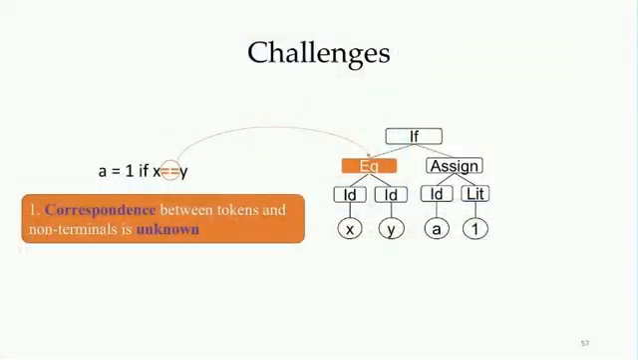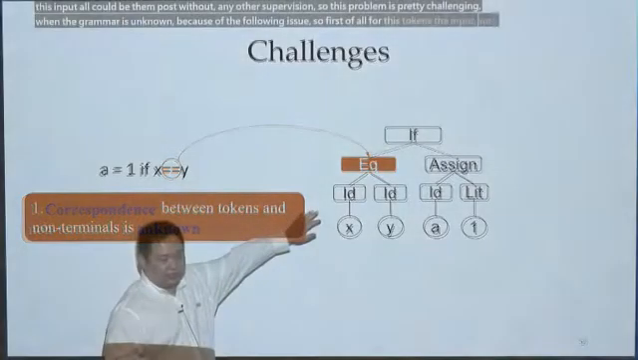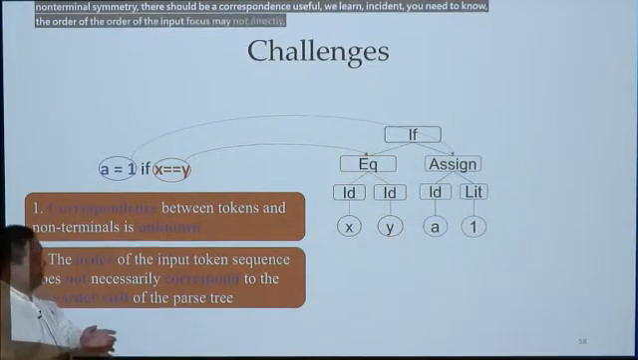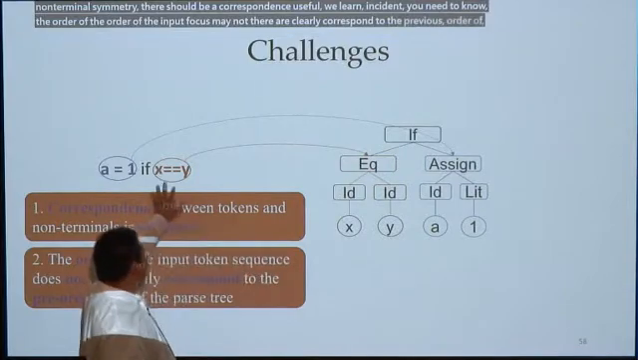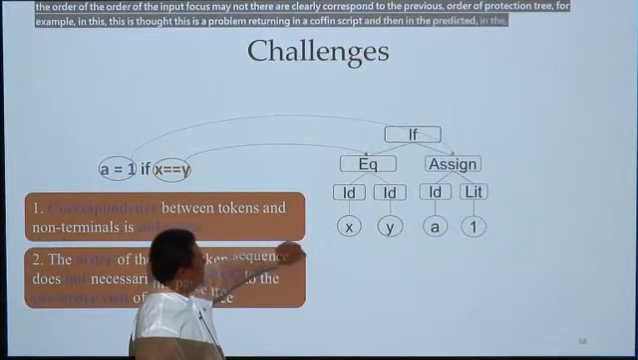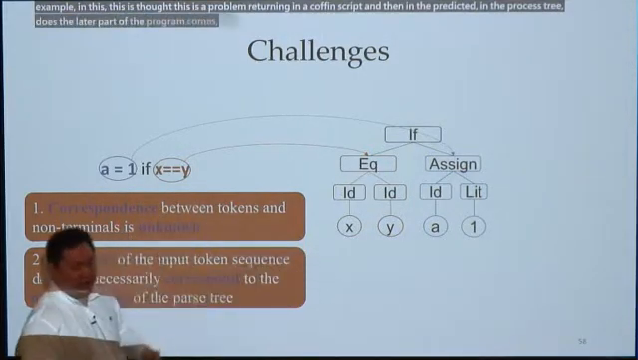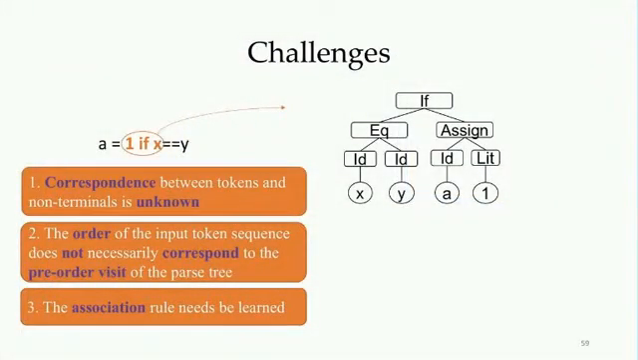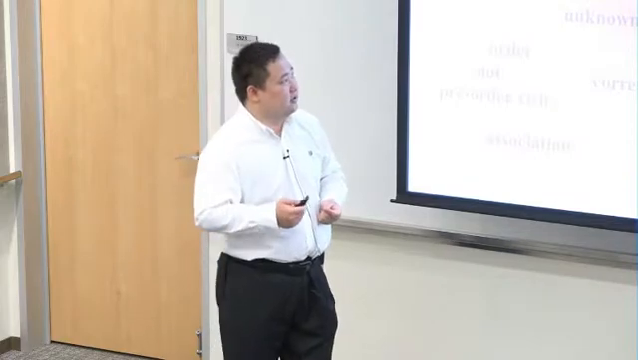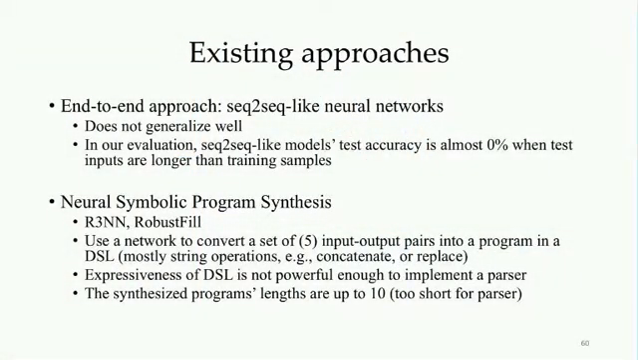This problem is pretty challenging when the grammar is unknown, because of the following issues. First of all, for the input tokens and the non-terminals in the tree, there is a correspondence that needs to be learned. And second, the order of the input tokens may not directly correspond to the previsit order of the prediction tree. For example, this is a program written in CoffeeScript, and in the parse tree, the later part of the program comes first. Okay, and we also need to learn this association. For example, in this part, if we want to build one 'if x' as a subtree, this is not valid because the association doesn't work like that. So all these challenges make this problem very interesting to consider.